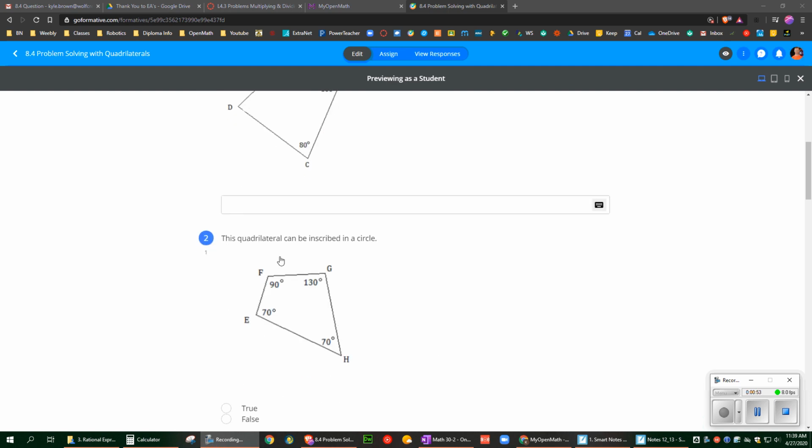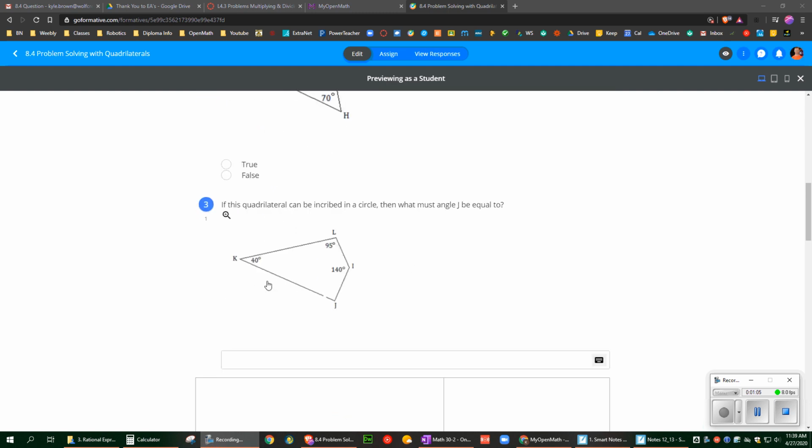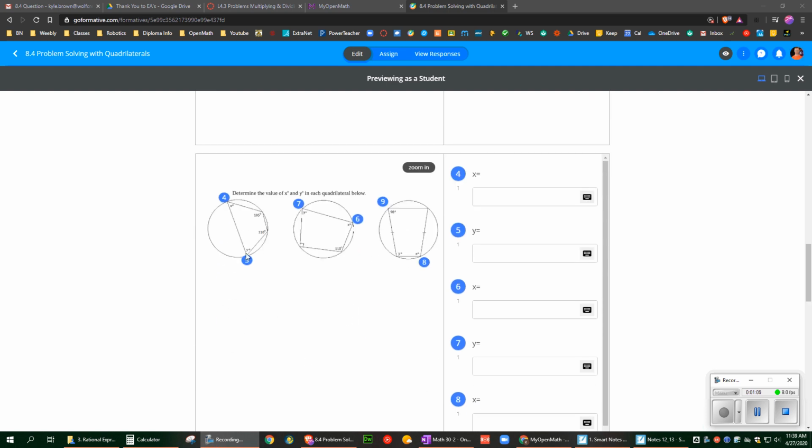It says this quadrilateral can be inscribed in a circle, and you're supposed to say true or false. How would you know, right? Like how would you know? And again, you're looking at those cross sections or back and forth, right? Okay, so that'll be similar. All right, and then this one. Similar idea, right? A lot of these are the same type of thing.